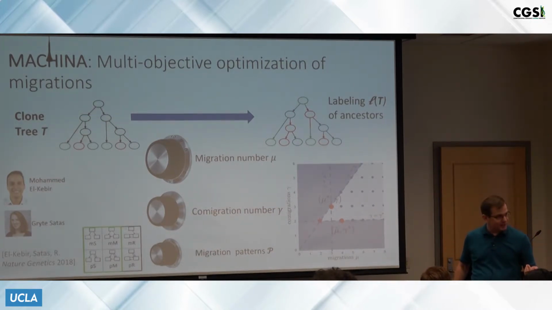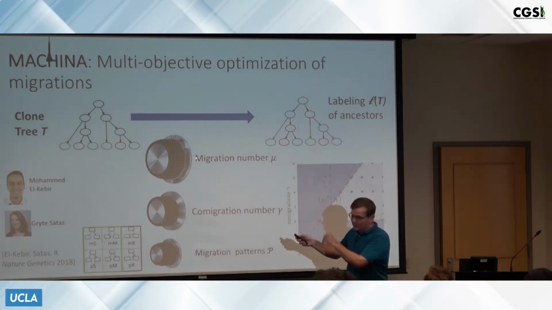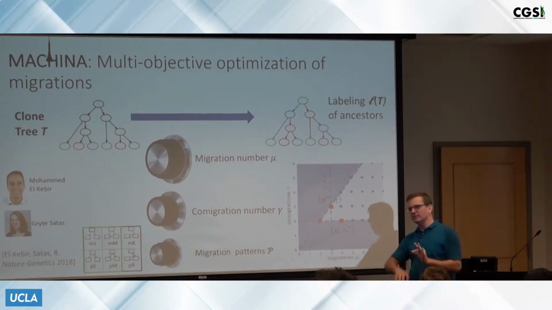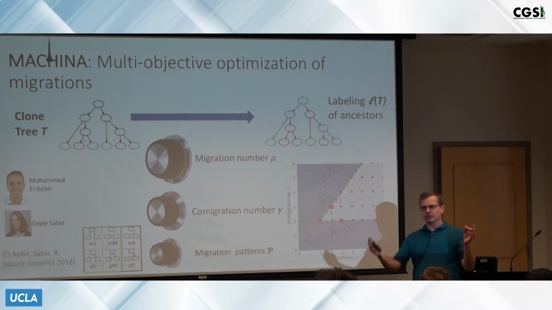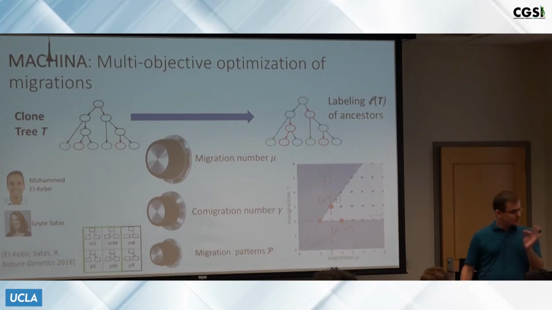That's what the Sankoff algorithm was doing. Or we could try to somehow minimize co-migrations and not worry about migrations. Or we could try to say, I really want this migration pattern to be a tree, because I don't believe in reseeding and cycles and crazy stuff. So you tell me the minimum number of migrations if it's a tree. So these are 3 criteria.